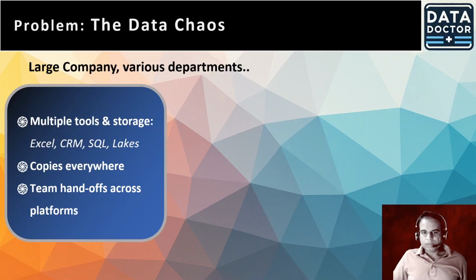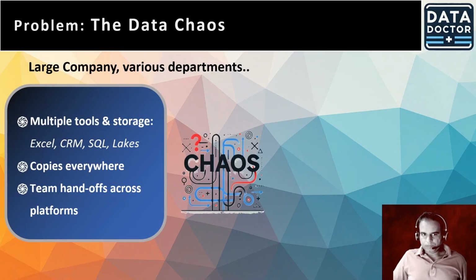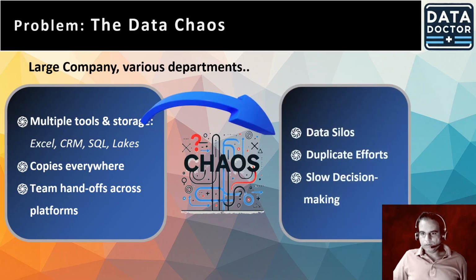Typically, we can describe the situation as data chaos. And in this data chaos, we have data silos everywhere, and they are not talking to each other. Different teams are duplicating and doing the same work, so they are duplicating the same efforts. This also leads to a slow decision-making process because nobody knows where the right source of data is lying.